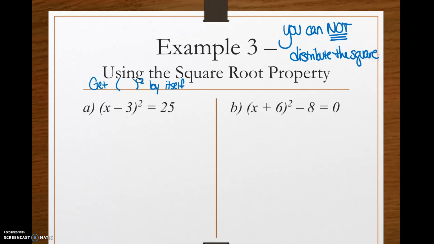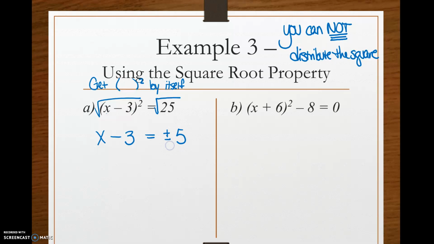What can you not do? You cannot distribute the square. Okay. Instead, get whatever is squared by itself. In A, the parentheses are squared. The parentheses are currently by themselves. To get rid of the square, we square root. The square root undoes the square and eliminates the need for the parentheses. So we just have x minus 3. On the right side, what is the square root of 25?